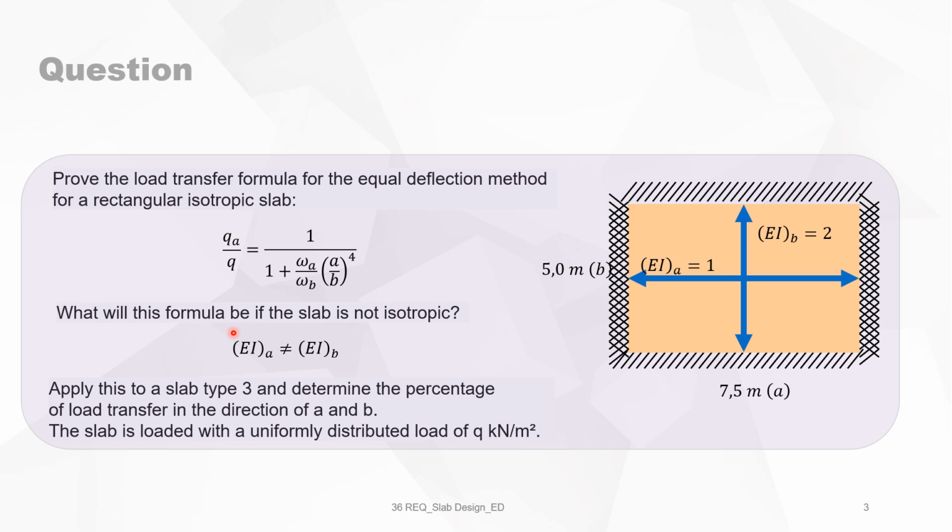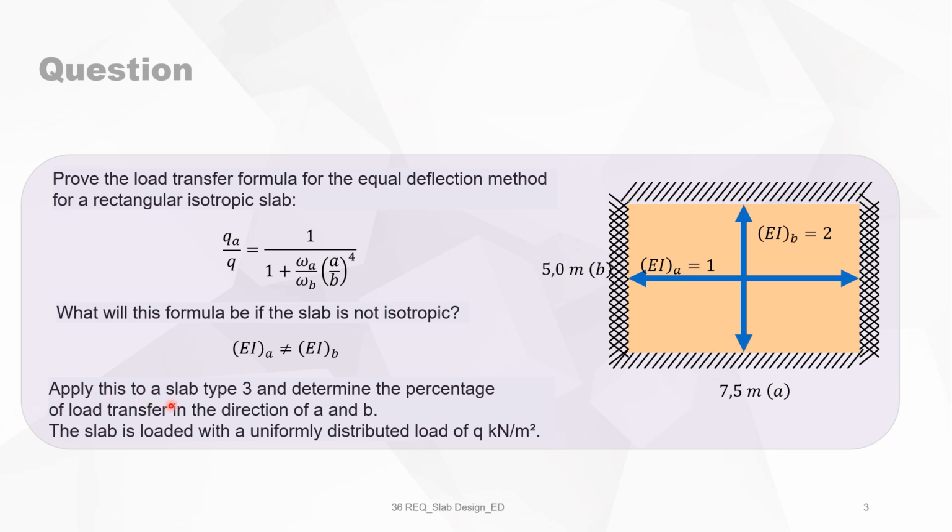What will this formula be if the slab is not isotropic? That means that the stiffness in the direction of A is different from the stiffness in direction B. Apply this to a slab type 3. Slab type 3 is when two opposite sides are fixed ends and two other opposite sides are simply supported.